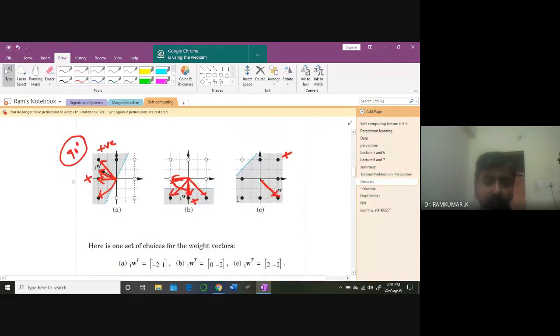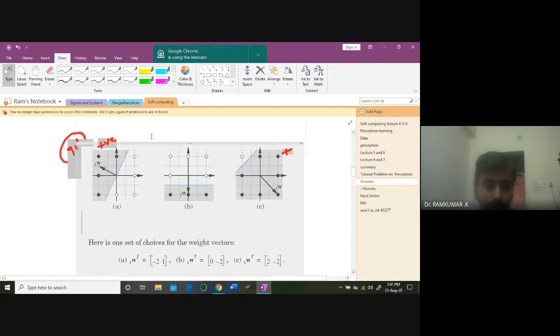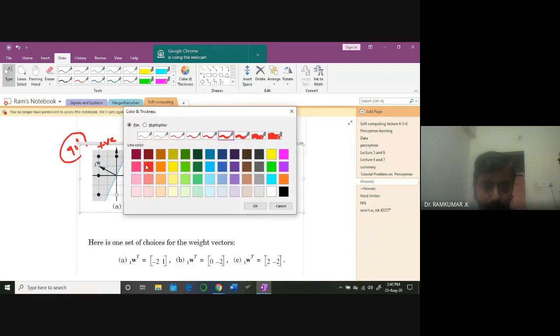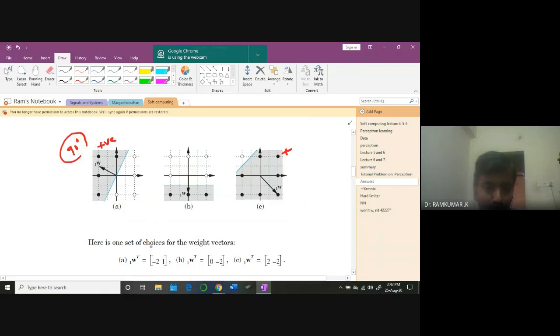For the first case, the weight is assumed to be minus 2, 1. For this case, okay. For the first case, assumed to be, for this case, it's going to be minus 2. This one. What happened?